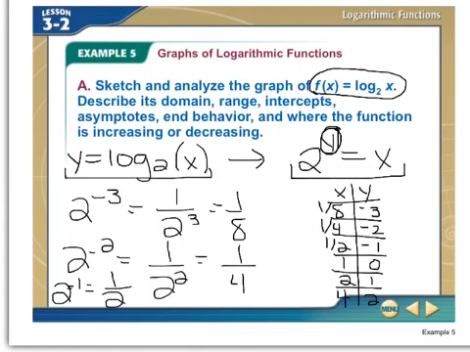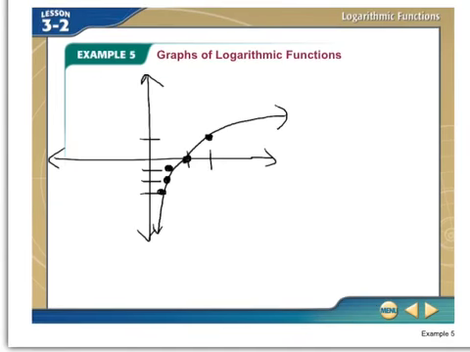to 4. Now, what we're going to do is graph this function on the next slide and then analyze its domain, range, intercepts, asymptotes, end behavior, and where the function is increasing and decreasing. Plotting the points that we created in the table on the last slide, we get a graph that looks like this.